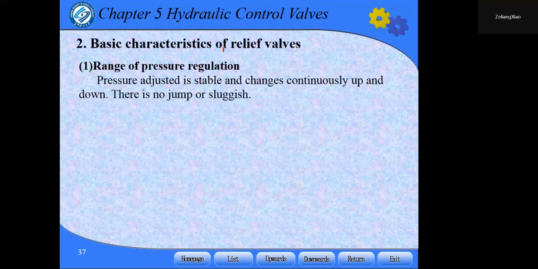The basic characteristics of relief valves: ranging of pressure regulation.